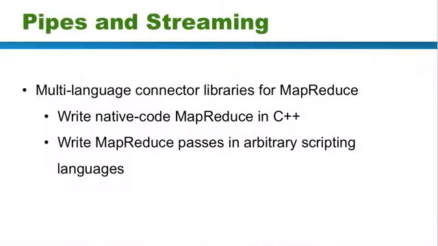Then we have pipes and streaming. Pipes and streaming involve a multi-language connector library, several of them, to write native code in MapReduce in C++. It allows you to connect to things such as Ruby and Python, and you can write MapReduce passes in arbitrary scripting languages.